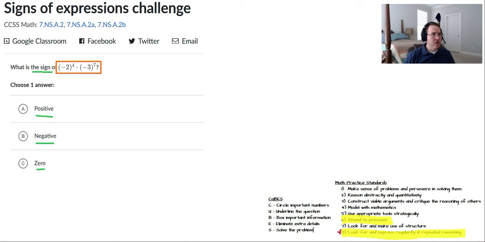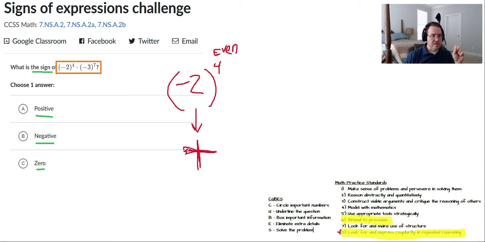So let's think about these individually. So negative 2 in parentheses to the 4th power, okay? Since that exponent is even, that's important because of this negative symbol. That means you'll have 4 negative symbols, okay? And every 2 negative symbols makes a positive value, because negative times negative makes positive, which means that this is going to be a positive value. That's all you need to know for this lesson. Okay, so I know this will be positive.